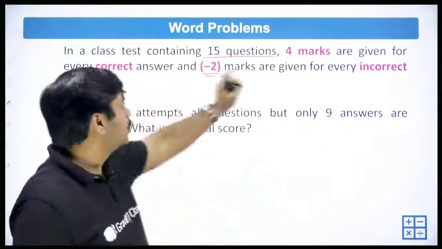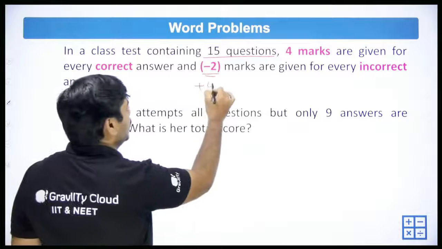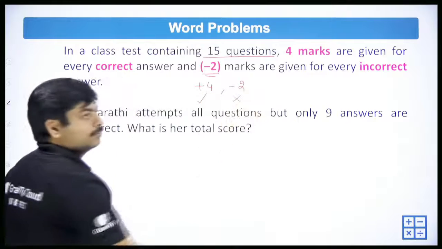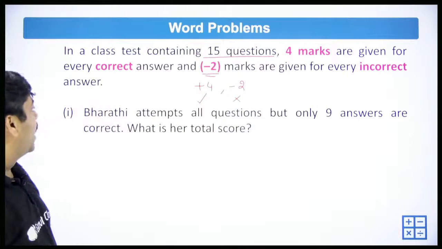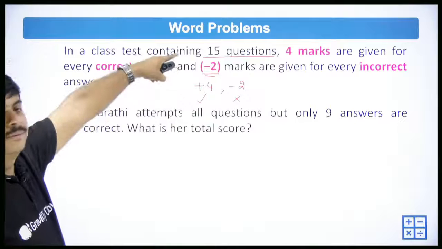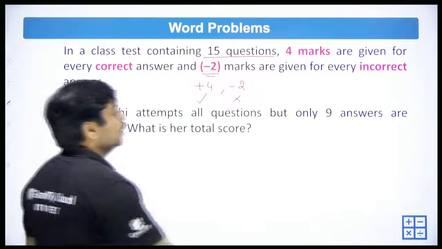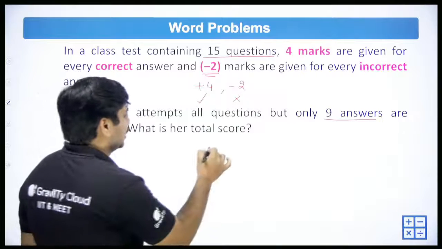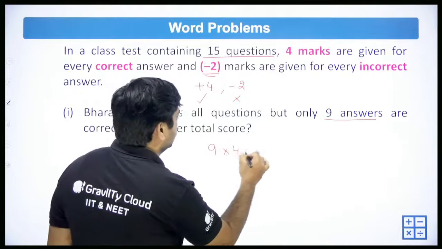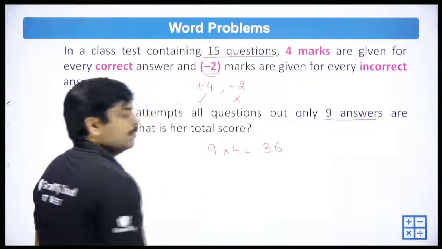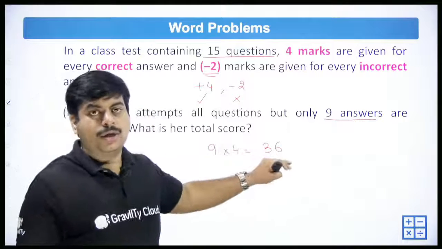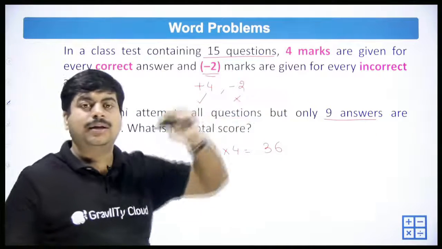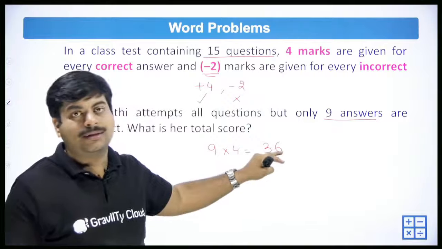So, plus 4 and minus 2. That is the evaluation. If you are getting a correct answer, plus 4. If you are getting a wrong answer, minus 2. What's the first question? Bharati attempts all the questions. All means 15 questions. But only 9 answers are correct. So 9 into 4, she will get 36 marks. But is this her final score? Had there been no negative mark for incorrect answers, that is her final marks.